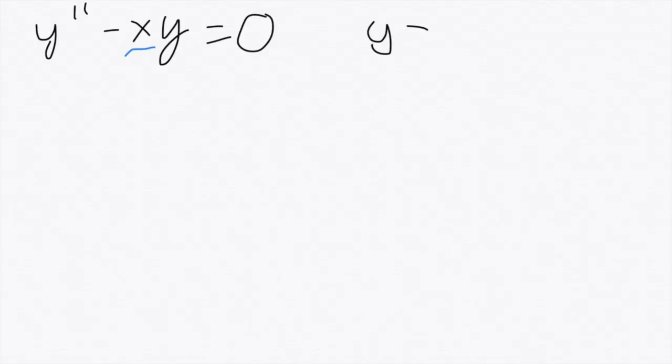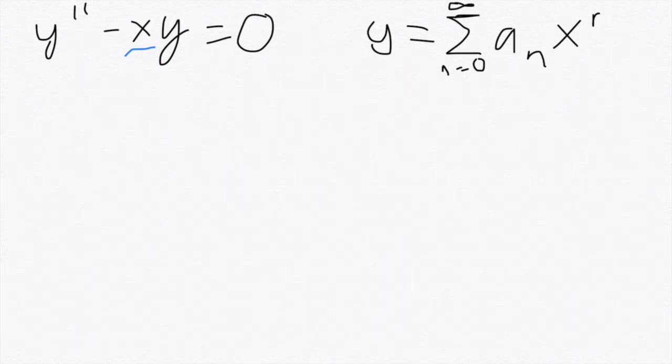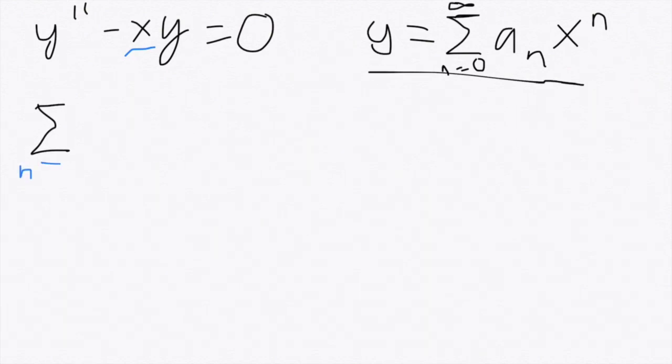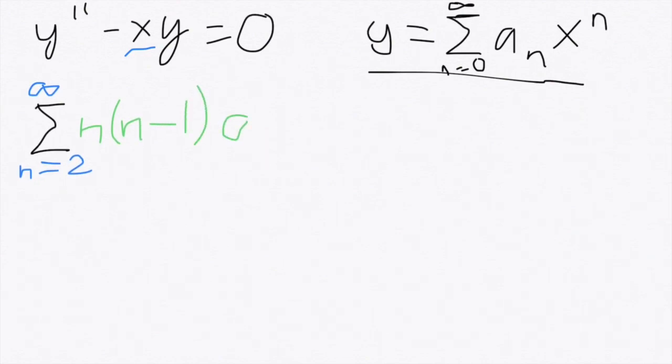So our solution will be in the form the sum from 0 to infinity of a_n x^n. Since it's y double prime, we'll have to differentiate this twice. So the second derivative of our y here is the sum from n equals 2 to infinity of n times n minus 1 times a_n times x to the n minus 2.